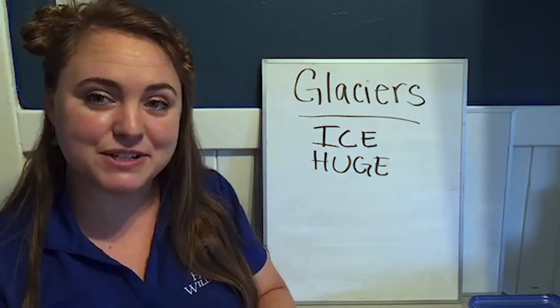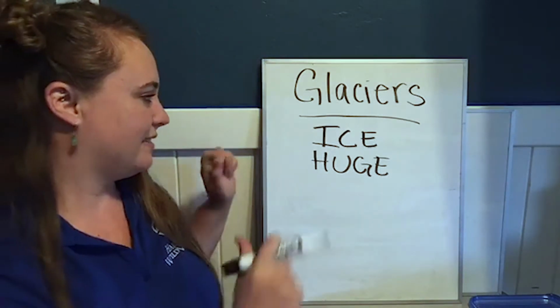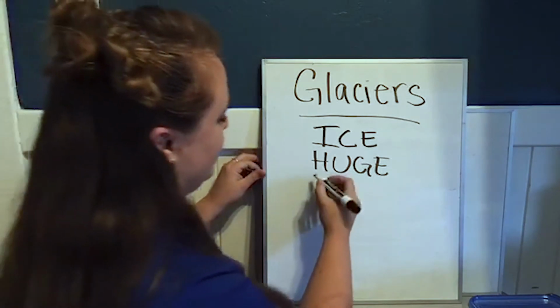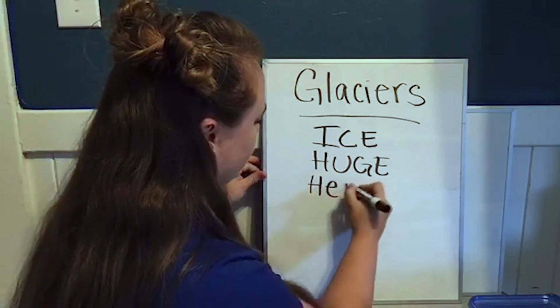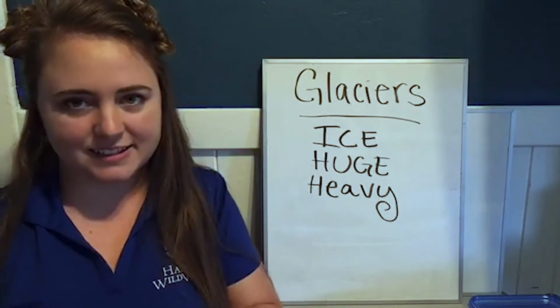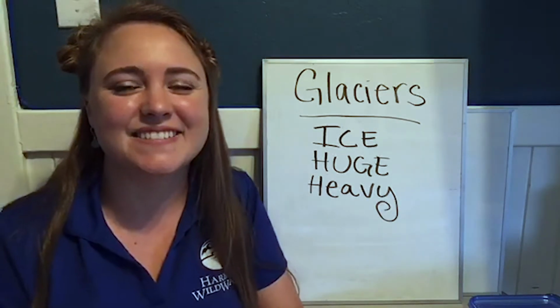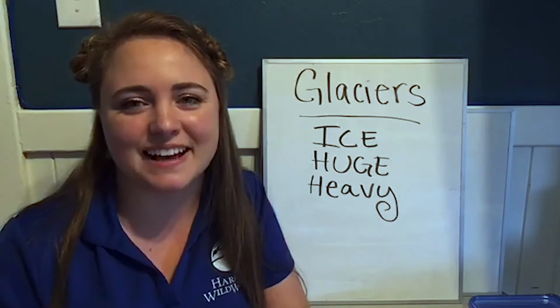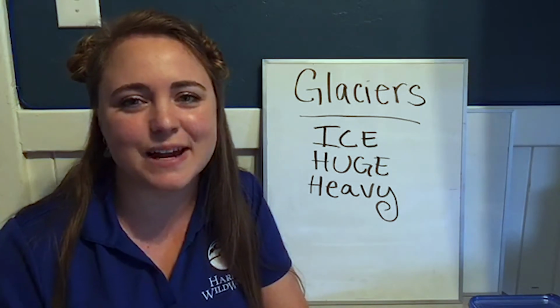So yeah, very, very large piece of ice. Another feature I want you to know, in addition to glaciers being large chunks of ice, they are also heavy. And that is because they're huge. If I think of how much a gallon of water weighs, it's a little over 8 pounds.